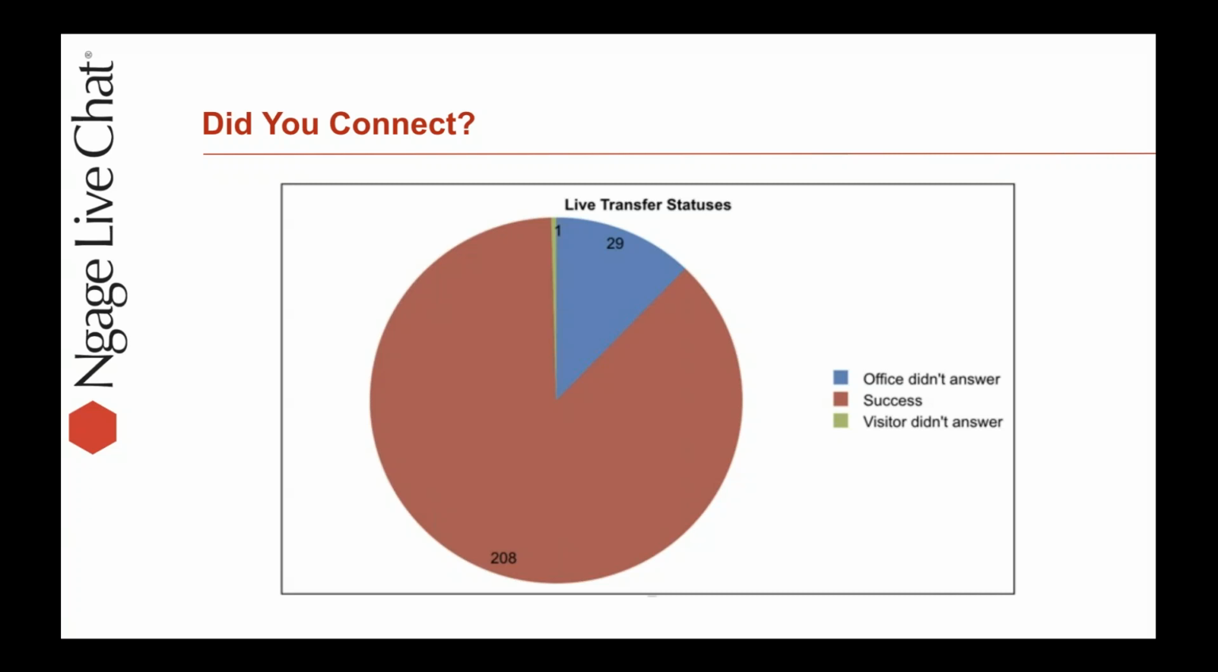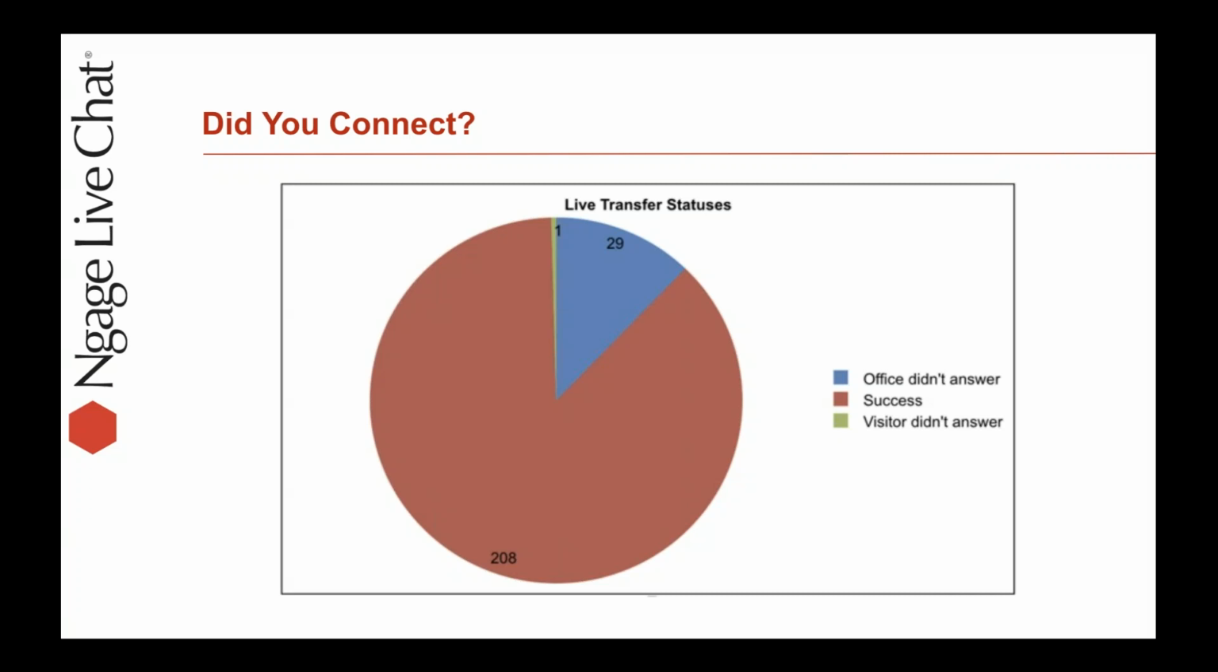A lot of times, I'd say probably the most common reason why offices don't successfully answer live transfer calls is due to the front office staff just not being familiar with the process. You'd be really surprised how many recordings we've listened to where somebody at the front office picks up the call, hears the live transfer prompt, and then hangs up. And then when we talk to them about it, they say, oh, I honestly had no idea that was an Ngage live transfer. I just thought it was a robocall of some sort.